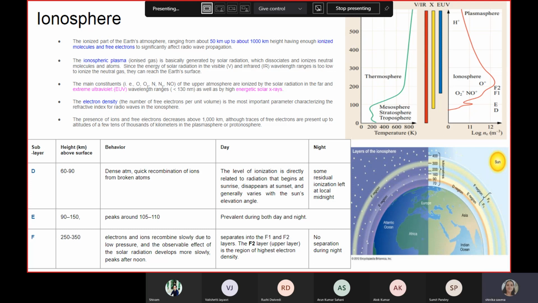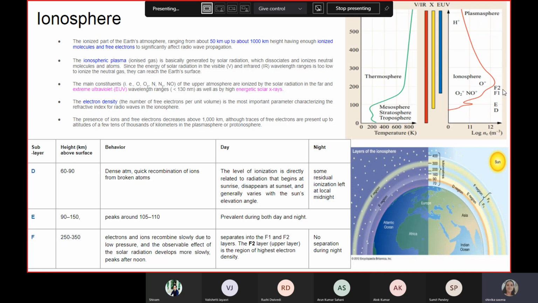The main constituents of the upper atmosphere, that is ozone, nascent oxygen, then oxygen molecule, then nitrogen molecule, nitrogen oxide, all these things, are the main constituents. They get ionized by the solar radiation in the X-ray and extreme ultraviolet wavelengths, that is the yellow and blue bars. And they produce the ionospheric plasma.